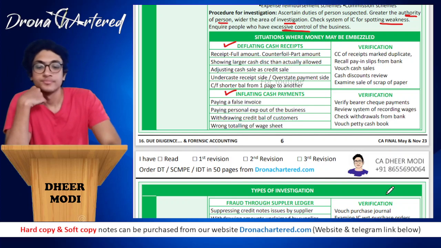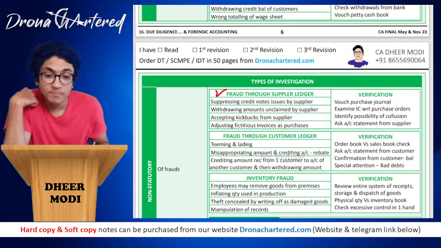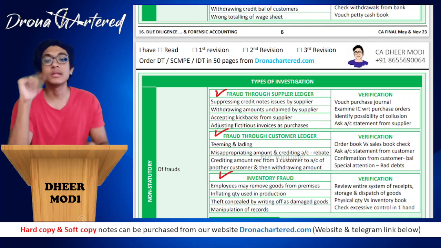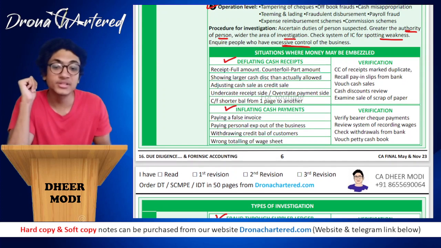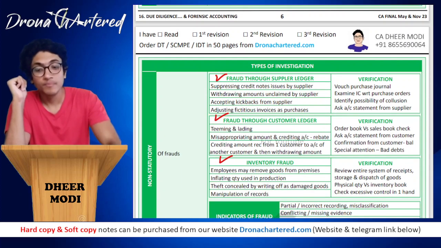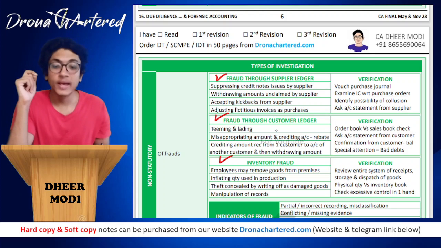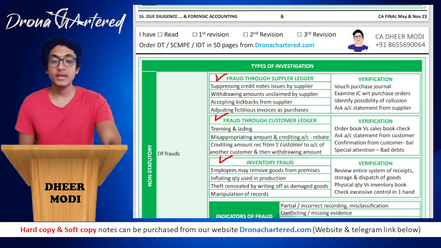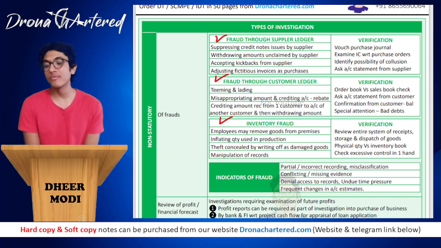Then next are your fraud through the supplier ledger, fraud through customer ledger, and your inventory fraud. So basically these are your five. First was your deflating cash receipts. Second was your inflating cash payments. Next is fraud through supplier ledger, fraud through customer ledger, and your inventory fraud. So again, I am pausing the video so that you can read these points and then we'll move forward.